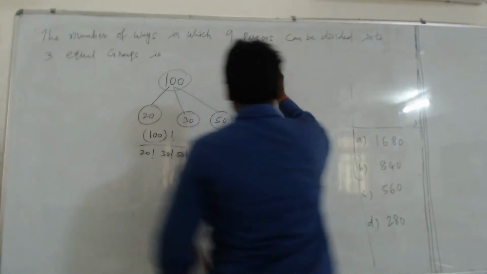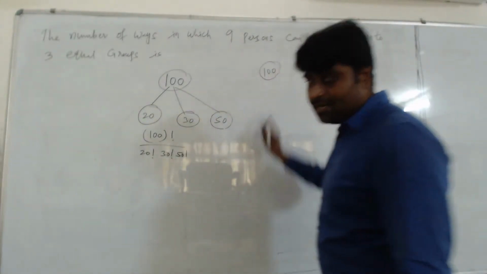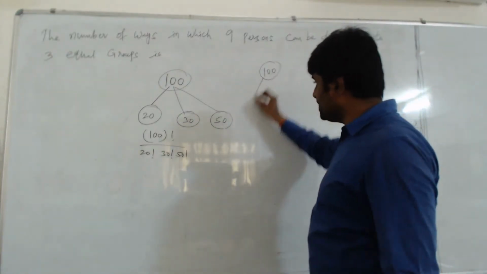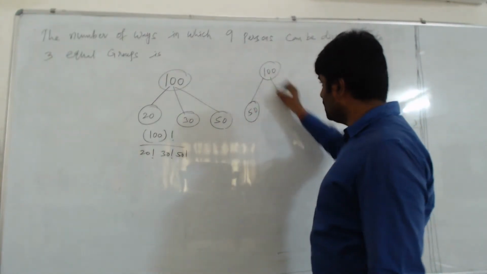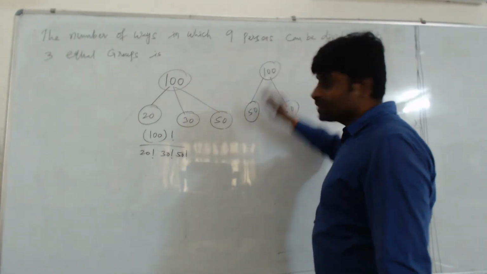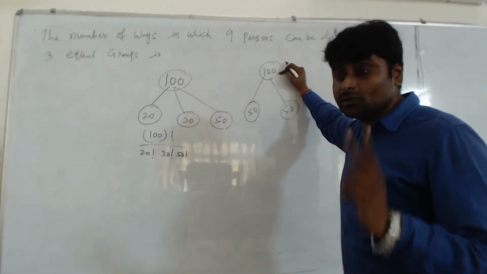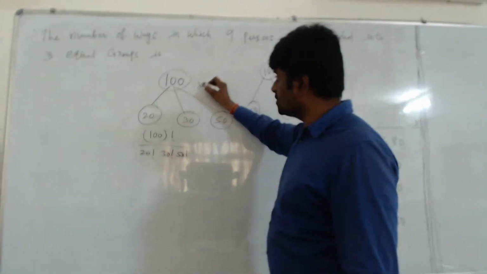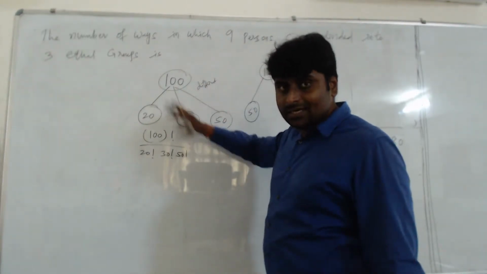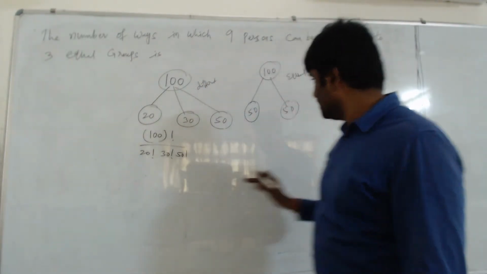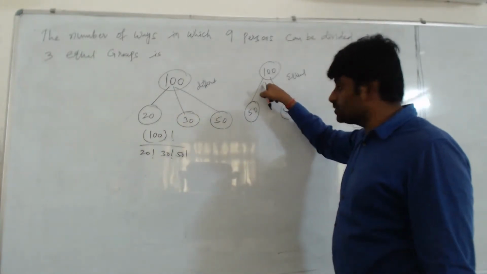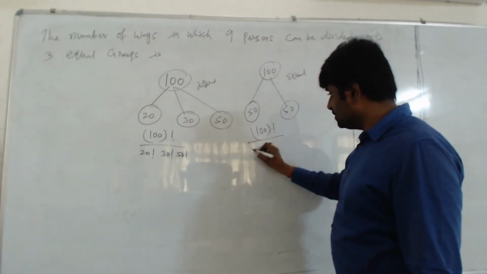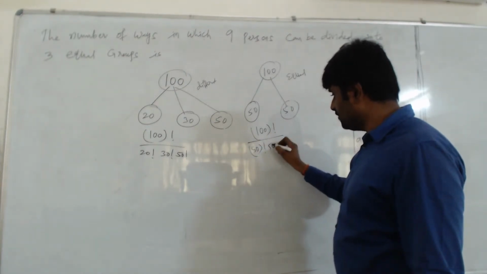Similarly, how many ways can we divide 100 things into two equal groups? Two equal groups means each one will get 50. That we know. Here equal distribution, there different distribution, but both come under dividing into groups only. Now, how many ways will we divide 100 things into two equal groups? It means 100 factorial by 50 factorial, 50 factorial.